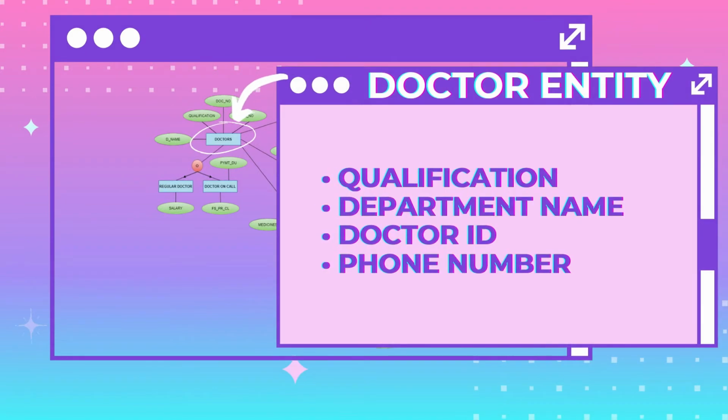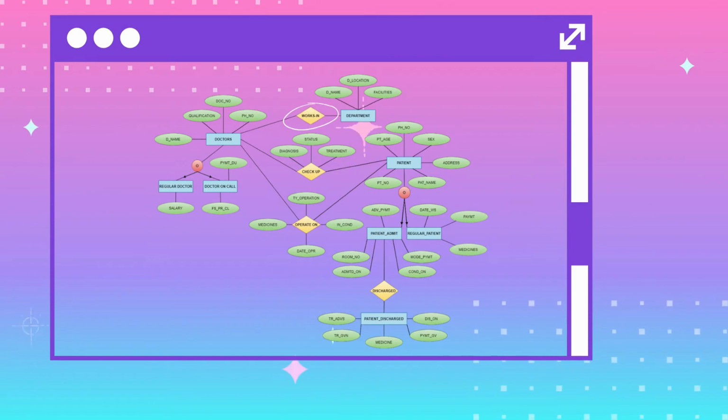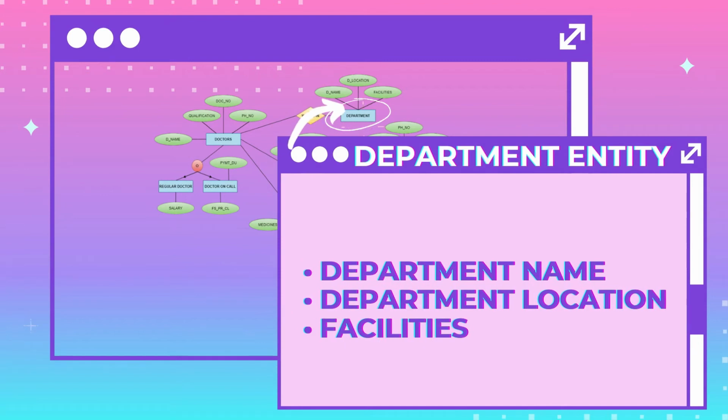The first entity is the doctor entity, which has attributes of qualification, name of the department, doctor's ID, and lastly, the contact number. As you can see on top of it, there is a diamond-shaped label as workstation, which serves as the relationship with the other entity, and that is the department. The department entity has attributes of department name, department location, and facility.